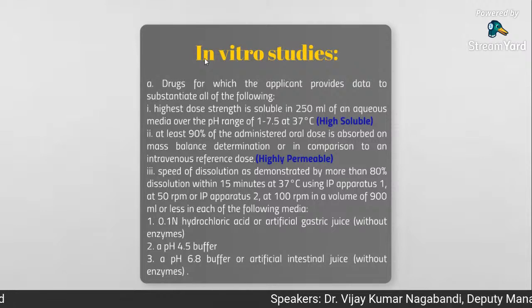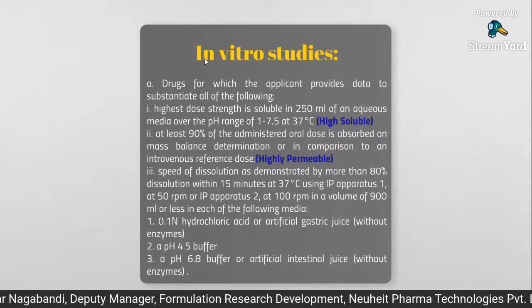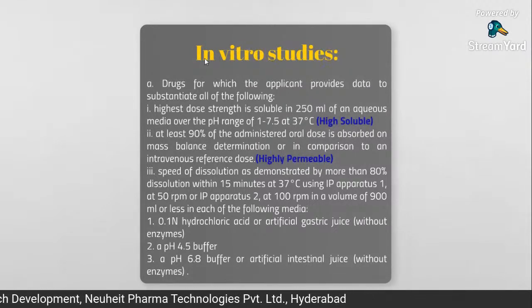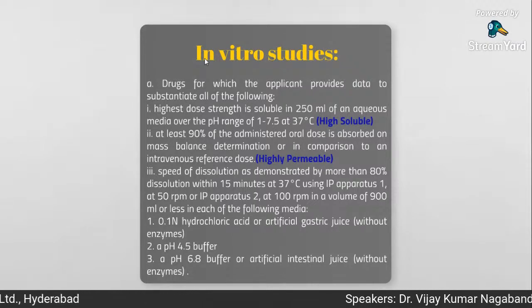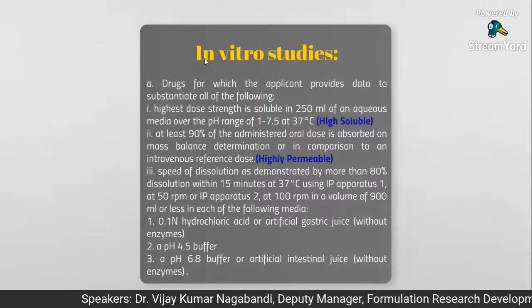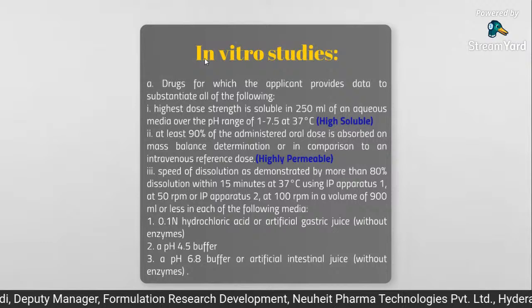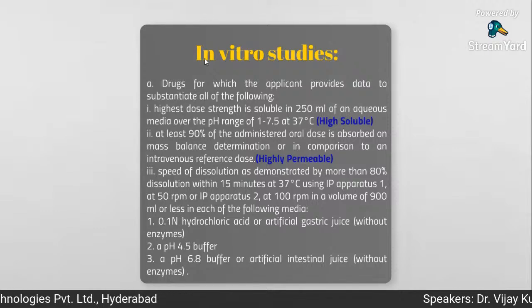Under these circumstances, for any drug for which the applicant provides data to substantiate all of the following, it is related to BCS class 1 and BCS class 3. BCS is the Biopharmaceutics Classification System. The highest dose strength of the drug, it may be 50 mg or 500 mg or 1000 mg, whatever the highest dose is, should be soluble in 250 ml of aqueous media in the range of 1 pH to 7.5 pH at 37 degrees centigrade. This is the definition of a highly soluble drug.